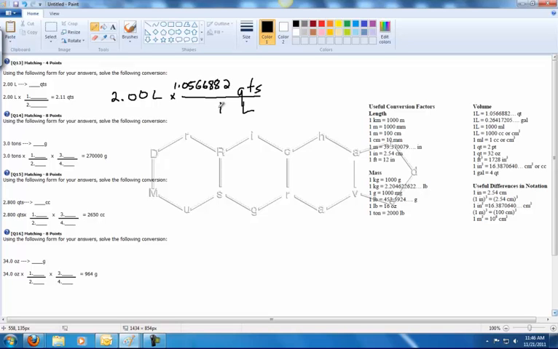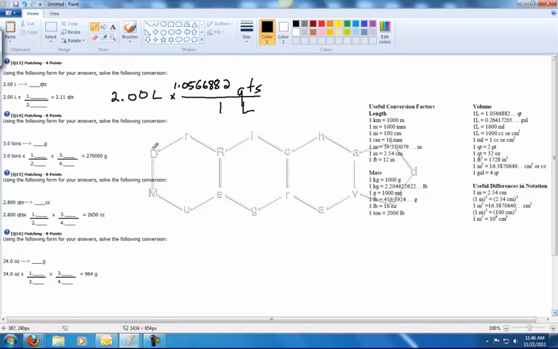1.0566882 quarts, and it's important to write out the whole thing because it is not an exact number, so it is subject to significant figures. We've got 3 significant figures here. Remember, trailing zeros are significant if there's a decimal point in the number, and that's going to give us our final answer as 2.11 quarts.